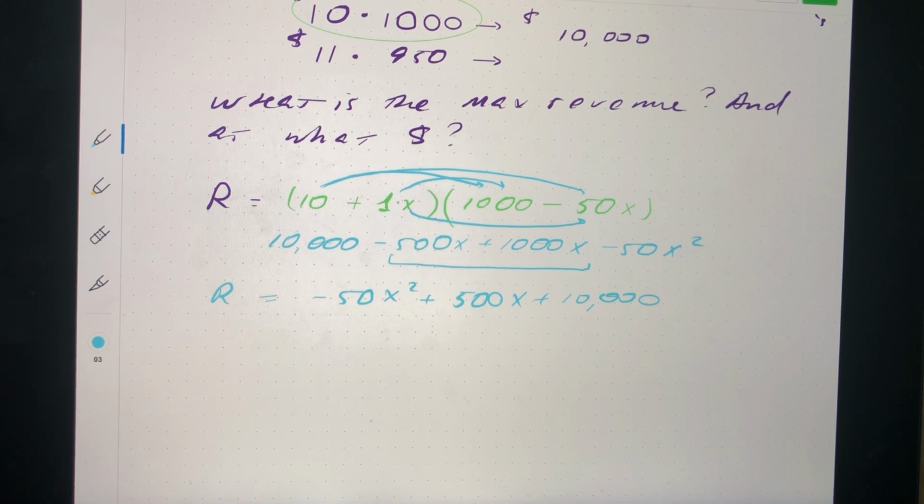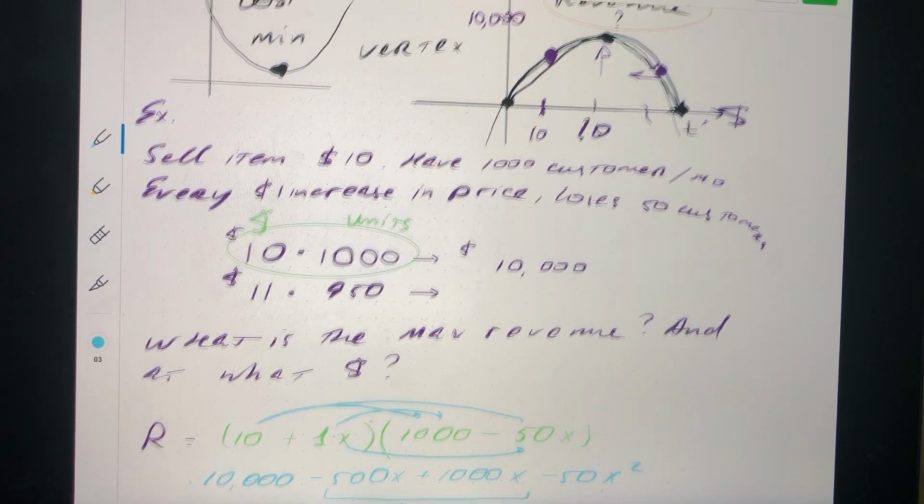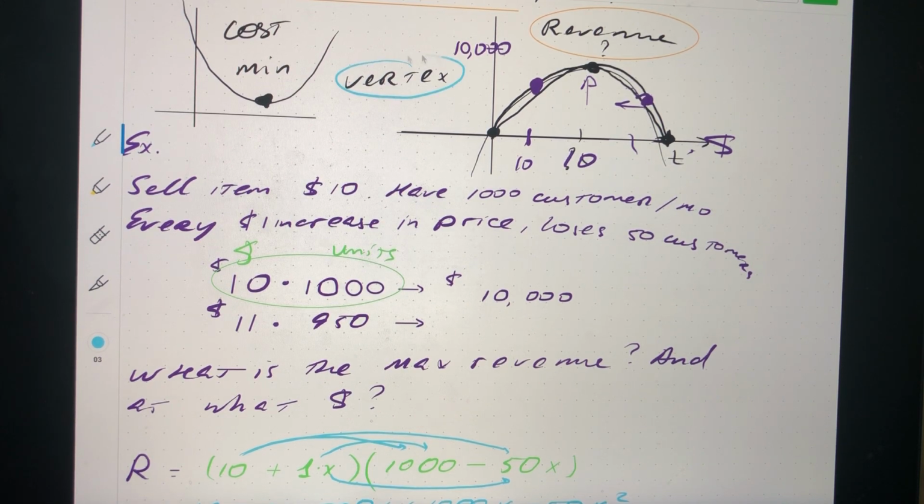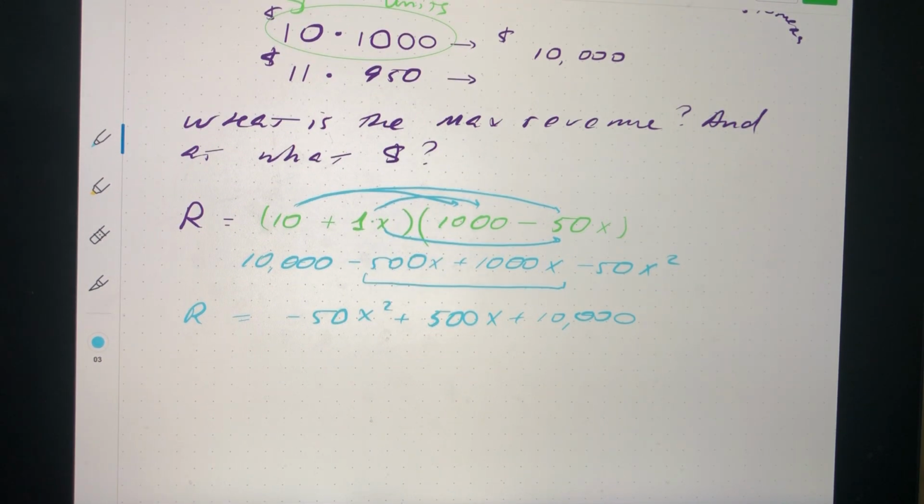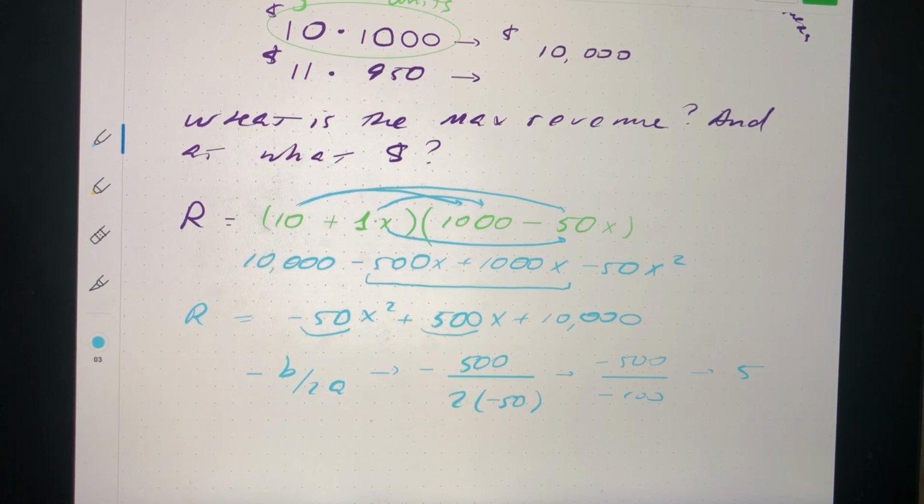Now, we are looking for the max. We're looking for the vertex, and the vertex is given by negative b over 2a. So all we need is the b number and the a number. So the negative b is negative 500 divided by 2 times a, which is negative 50. So we have negative 500 divided by negative 100, which makes 5. So that means that our answer is here.